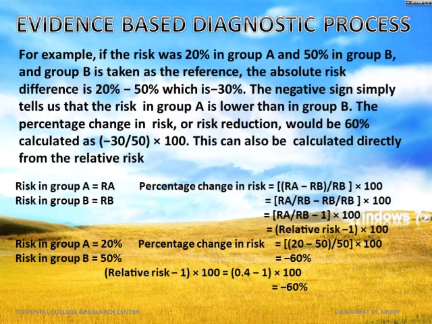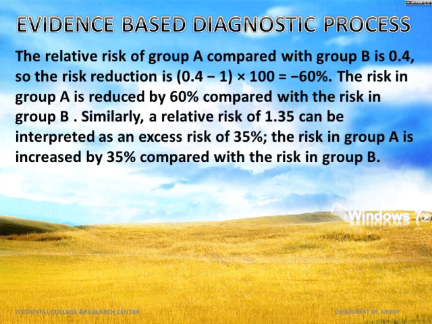So if the risk was say 20% in group A and 50% in group B, then the risk difference we say is minus 30. The negative sign implies that the risk in group A is lower than in group B. The percentage change in the risk is a reduction of 60%, that is minus 30 over 50 into 100. This can also be calculated directly from the relative risk. So then your results become more appropriate.